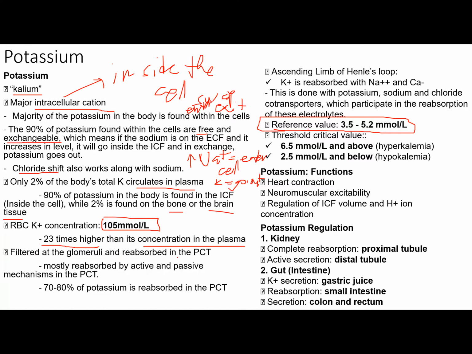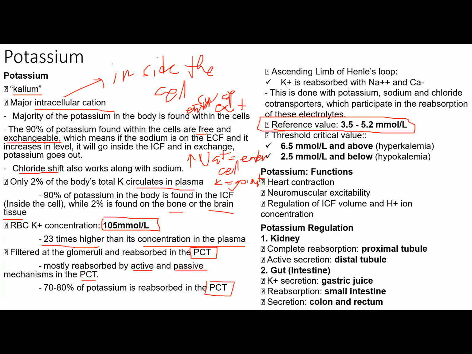Filtered at the glomeruli and absorbed at the proximal convoluted tubule. If sodium is in the DCT, potassium is in the PCT. Mostly reabsorbed by active and passive mechanisms in the PCT. 70 to 80% of potassium is absorbed in the proximal convoluted tubule.